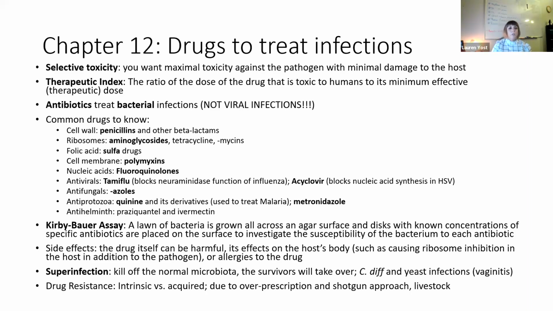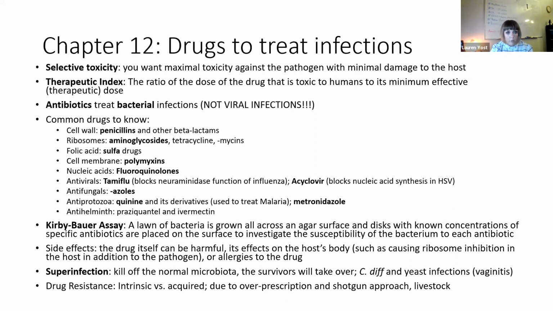Hi, everybody. So this is our review for Chapter 12. In Chapter 12, we talked about drugs that we use for treating infections, so antimicrobial chemotherapy drugs. The main concept behind all of these is selective toxicity. This is a concept where you want maximal toxicity against the pathogen with minimal damage to the host.